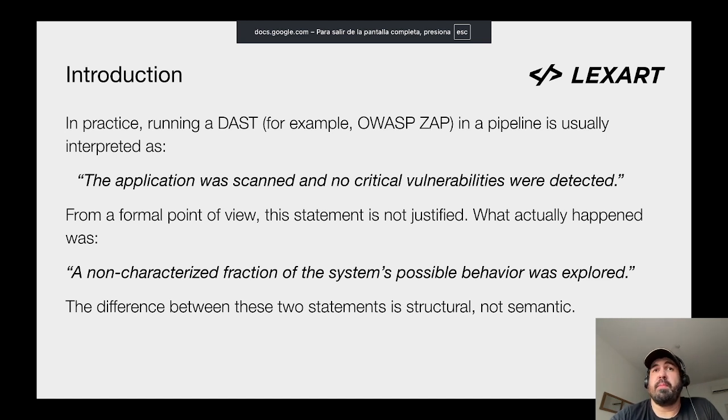Now, to get to the point: when we run a DAST pipeline, we usually interpret that the application was scanned and no critical vulnerabilities were detected. But what actually happens is that a non-characterized fraction of the system's possible behavior was explored.